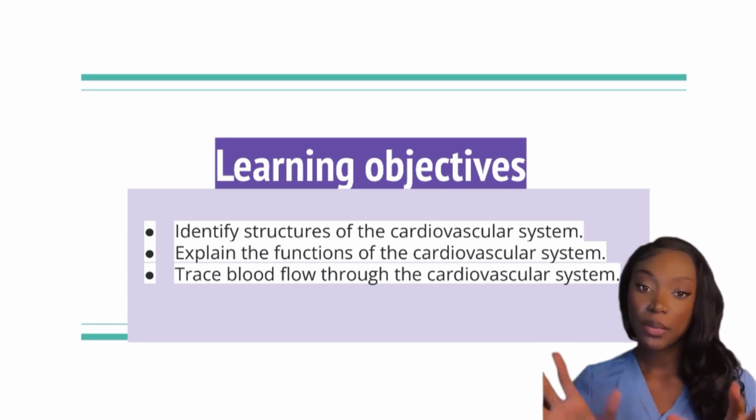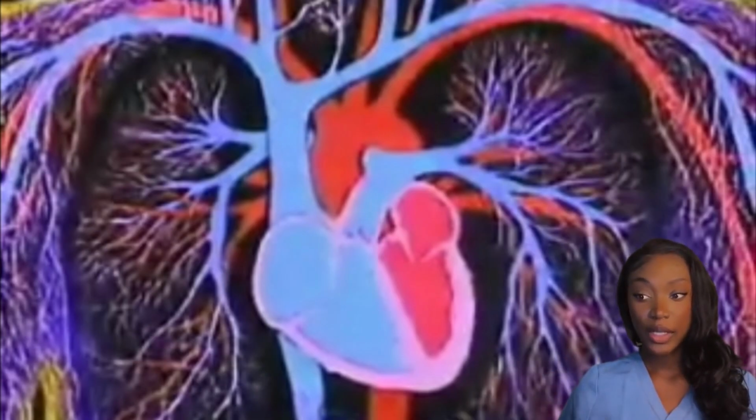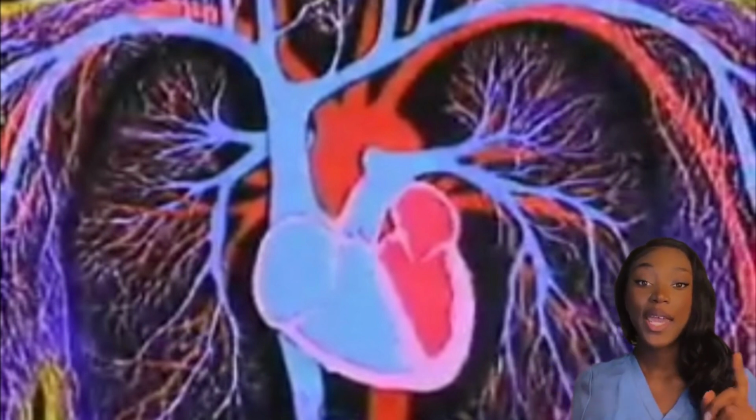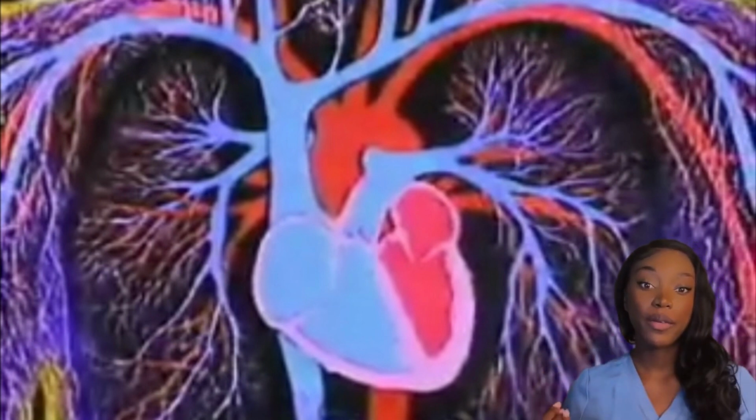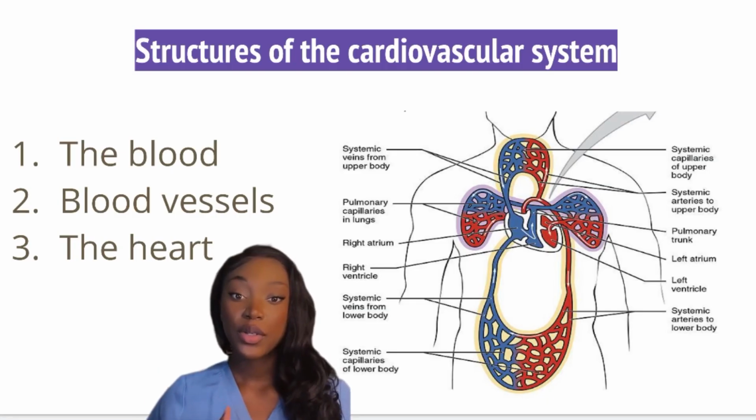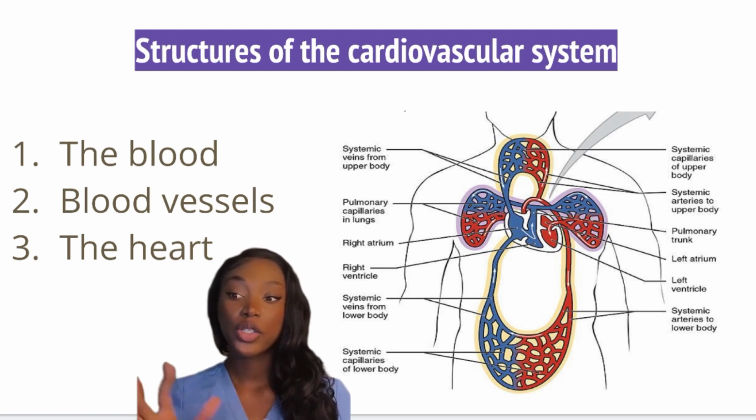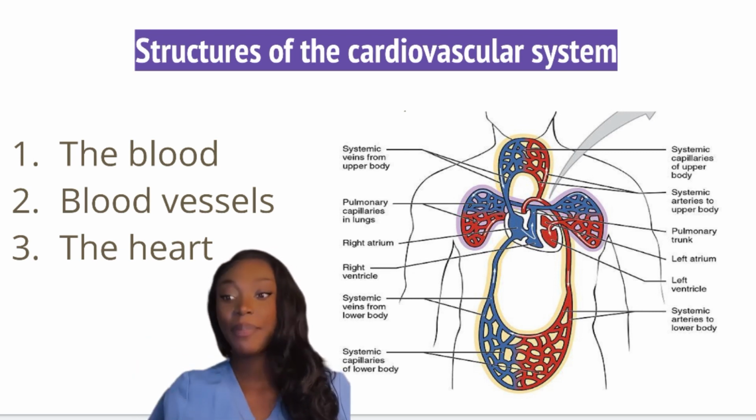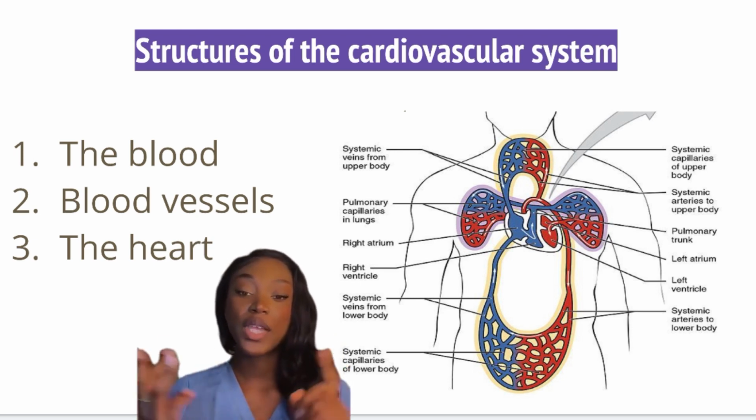So first, let's talk about the function of the cardiovascular system. The primary function of this system is to transport oxygen, nutrients, hormones, and waste products either to the body cells or away from the body cells. The cardiovascular system consists of key structures that work together to make sure the system is working properly. These structures include the blood vessels and the heart.